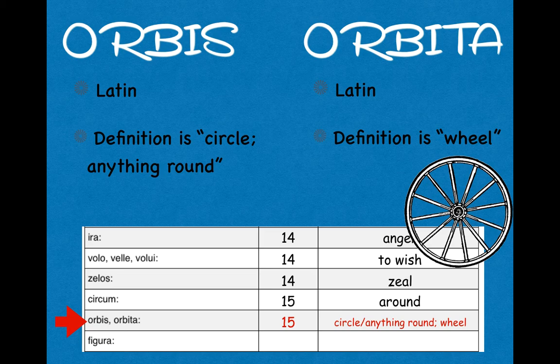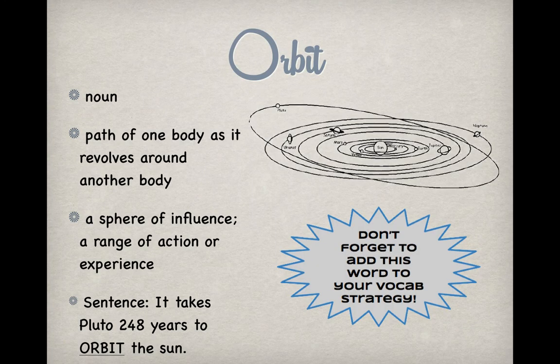The words that we're going to learn that use these roots kind of use them interchangeably, which is why they're listed together on your root card and in your book. The first word, a word you've probably also heard in another subject, is orbit. This is kind of a science-y word, and it means path of one body as it revolves around another body. It can also mean a sphere of influence, a range of action or experience.